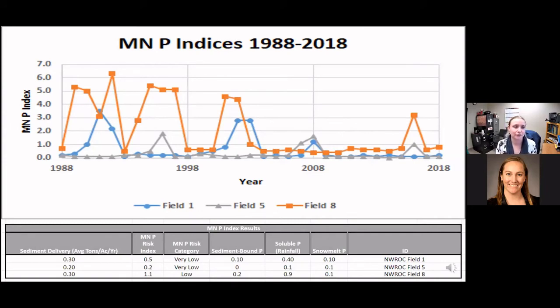And I actually have graphed, even though you do get an average, as you see at the bottom, average for each field, for each of these pieces of information, you can also see your individual yearly values. And that's what I have on the graph here at the top. So we can see that field 8 consistently over these 30 years has the highest MinP index as compared with the other 2 fields, fields 1 and 5 here. So this is showing just how that index is working with a few of our fields, for example.